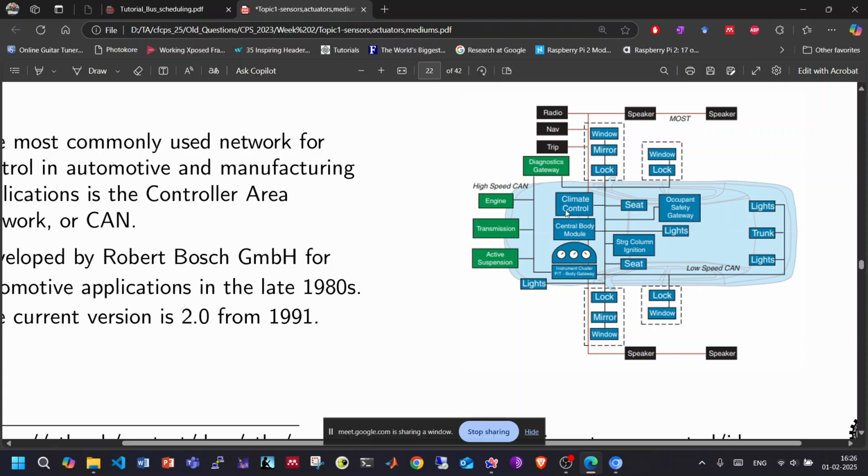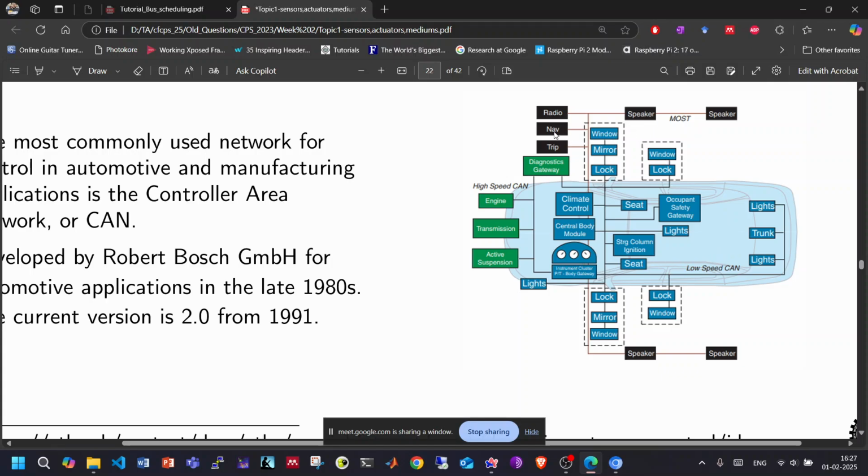If you see the blue blocks here, the blue blocks are mostly handling the things that are attached to the car body or the car chassis. There are many automations done in the trunk, lights, in the central body module maybe. Those things are handled by one CAN bus. That need not be very high speed, so we provide a low speed CAN bus for these.